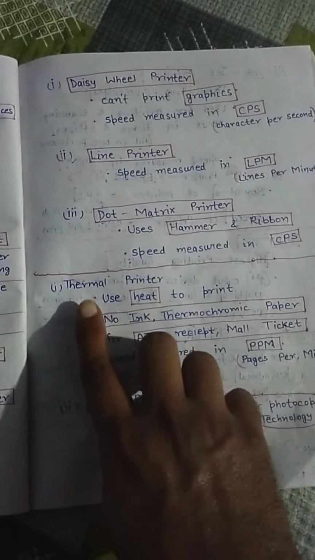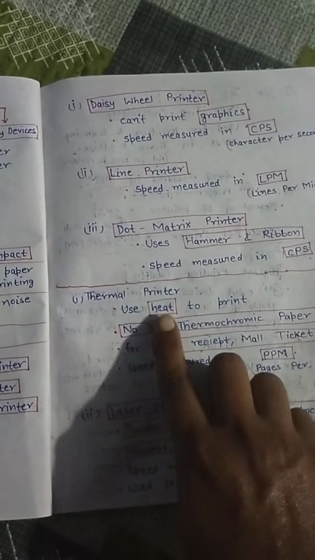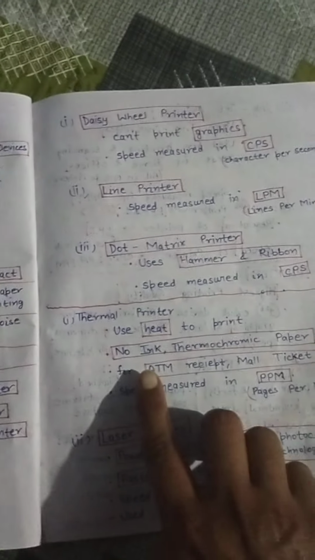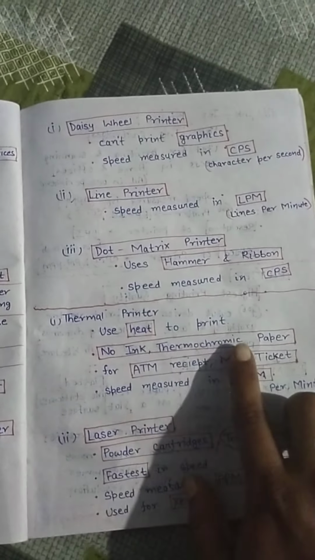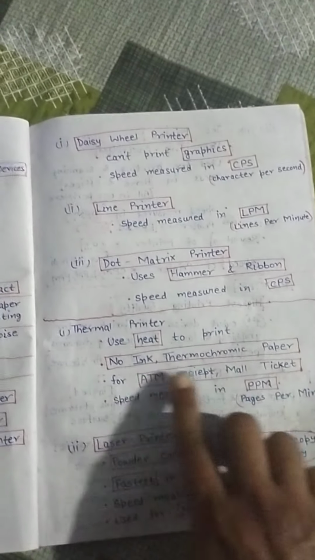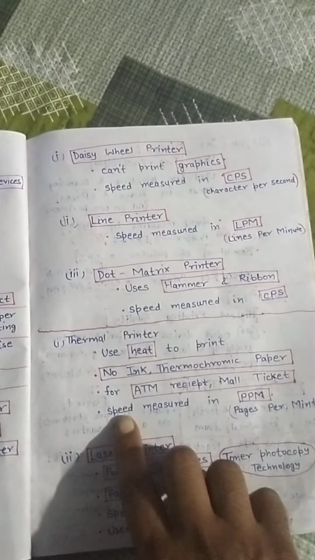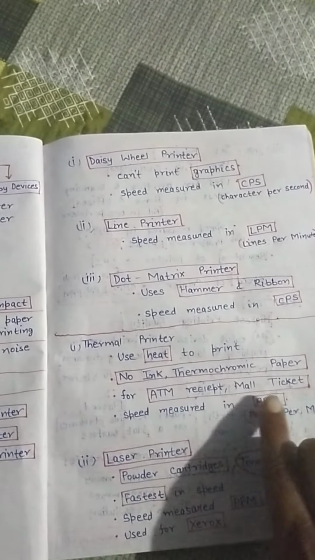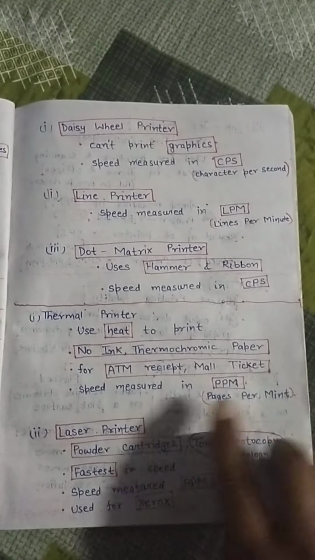Let's talk about non-impact printer types. First, thermal printer. It uses heat to print. It uses no ink. Thermochromic paper is used for ATM receipts and mall ticket printing. Its speed is measured in ppm, pages per minute.